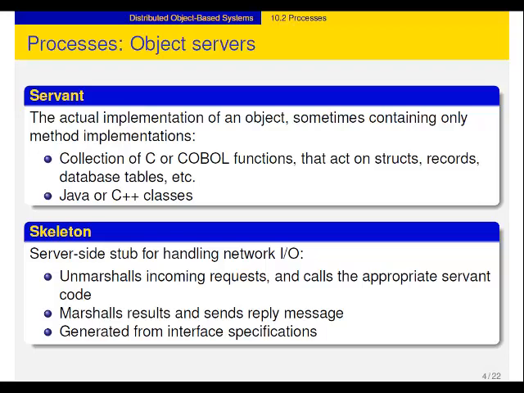Not my choice, but when you read a book and you read about servants, it's the actual implementation of an object. Then you have the skeleton. They call it a skeleton, and it's the server-side stuff for handling the I/O. So that's where the marshaling and the unmarshaling comes from.